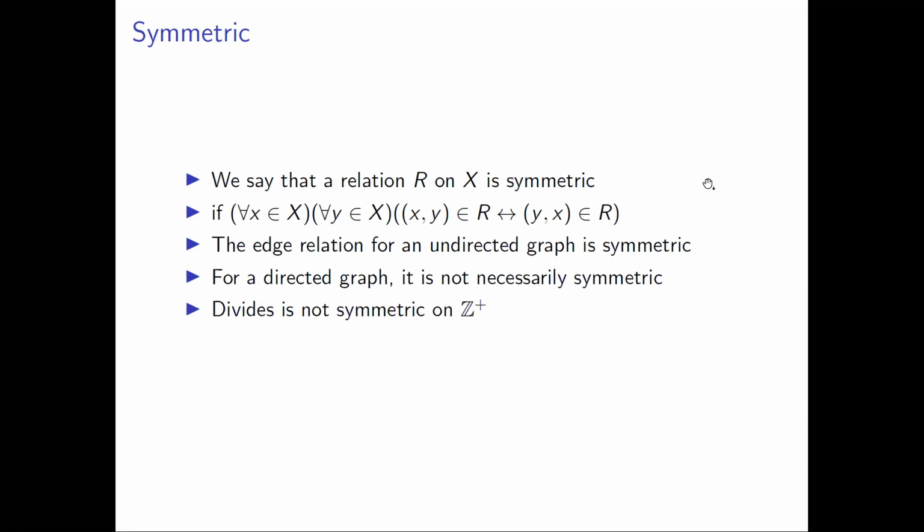The relation divides is not symmetric on the positive integers. For example, 1 divides 3, but 3 does not divide 1. And congruence mod 2 is symmetric. If m is congruent to n mod 2, then we also know that n is congruent to m mod 2.